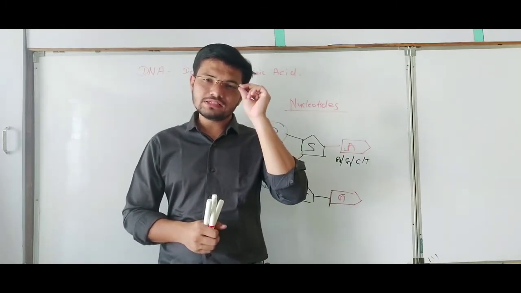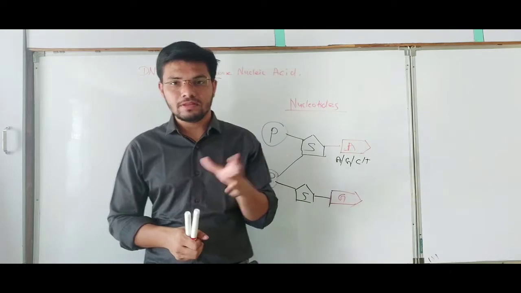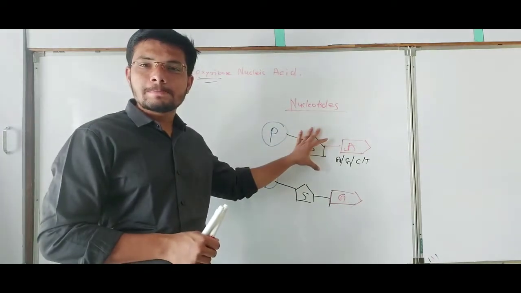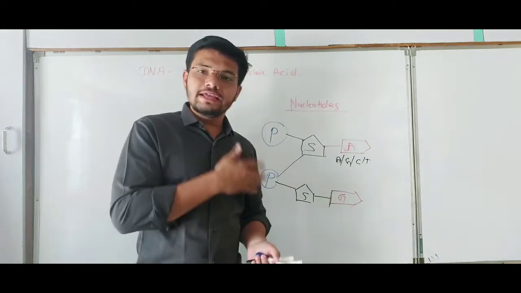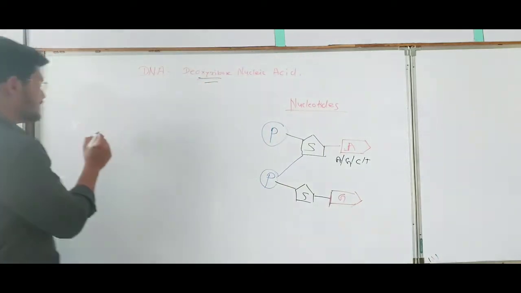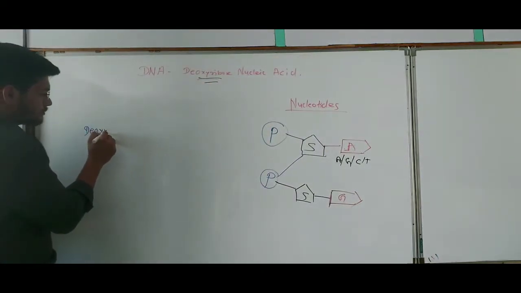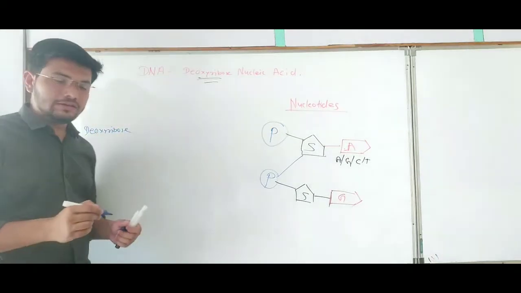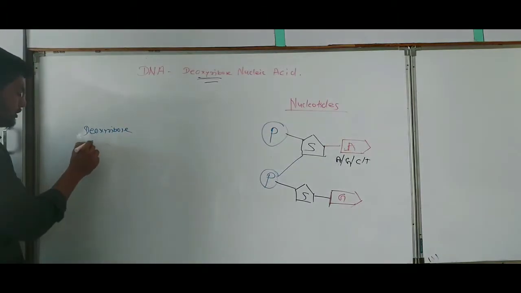So what is the difference between DNA and RNA? Here is the difference: the sugar. In case of DNA, the sugar is deoxyribose, and in case of RNA, the sugar is ribose sugar.